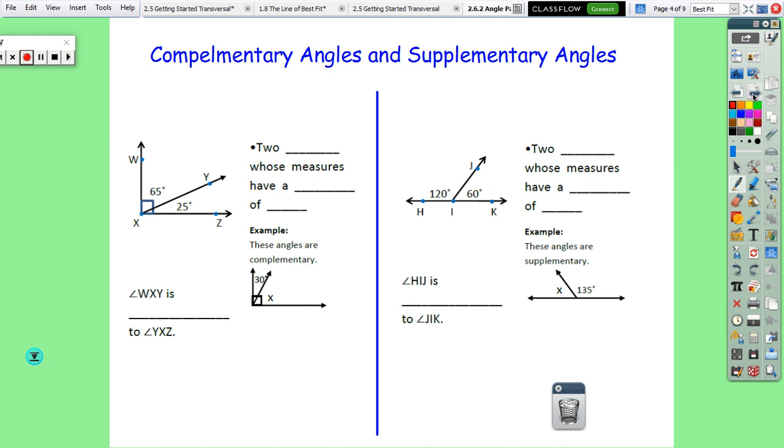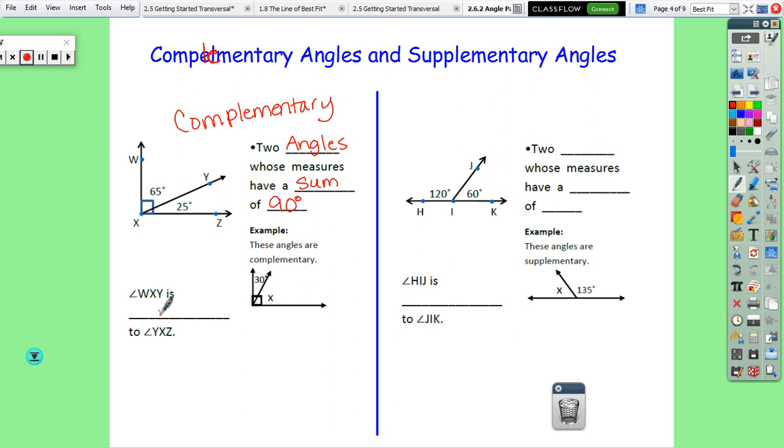So, just filling it in here, two angles whose measures have a sum, and if you remember, sum means add, have a sum of 90 degrees. This is complementary, by the way. And this is spelled wrong. This should be L-E. That bothers me, sorry.